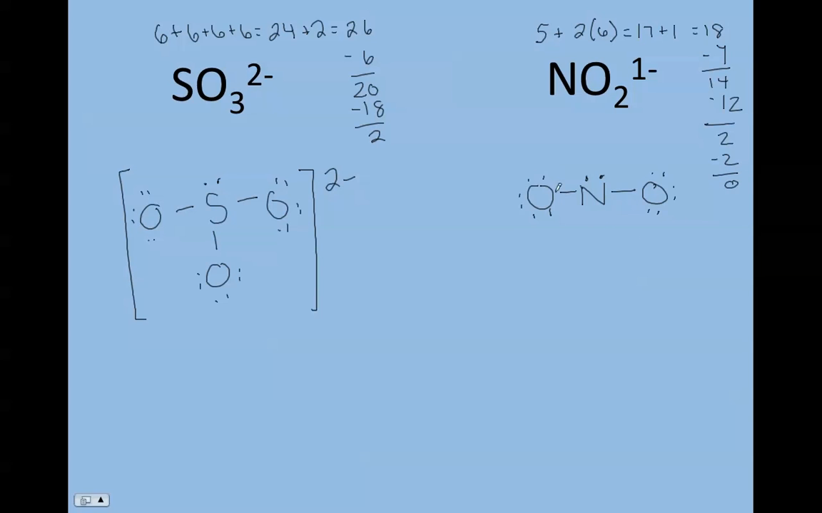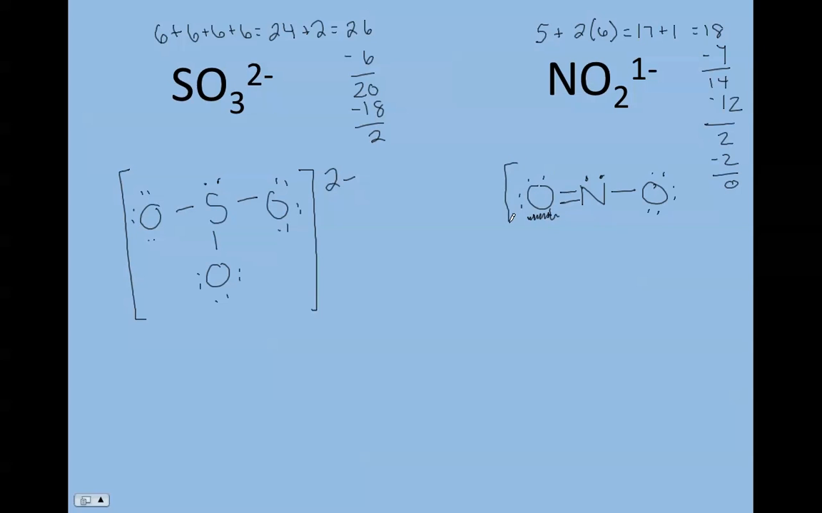Now, as you can see, while the oxygens have the correct number, nitrogen does not. So that means, since I've run out of electrons, I'm going to have to move these 2 electrons and share them between oxygen and nitrogen. Now that all of them have 8 around them, I still have the total of 18 electrons.